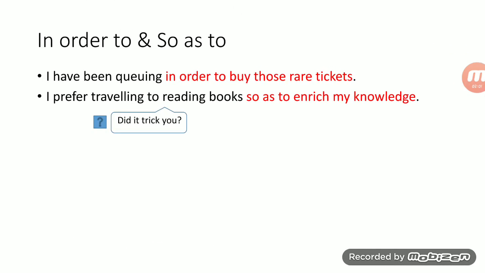So another structure is in order to and so as to. Here are two examples. I have been queuing in order to buy those rare tickets. So the phrase after in order to is the purpose of why you're queuing. I prefer traveling to reading books so as to enrich my knowledge.